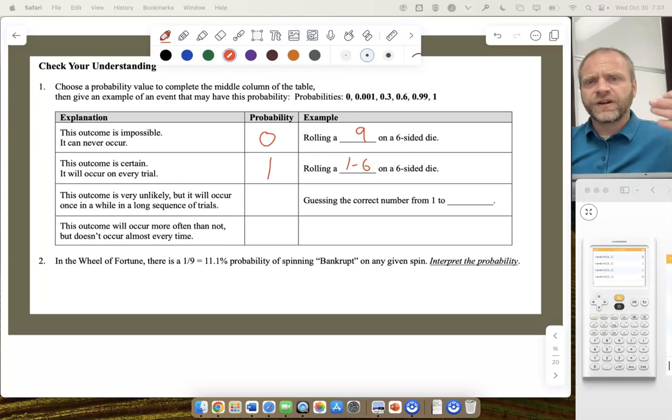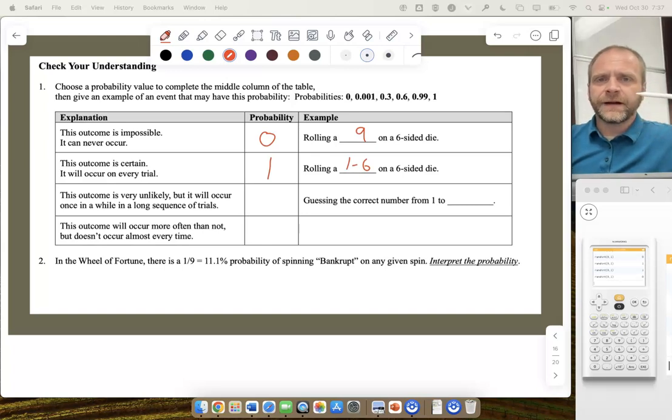And so really this is what we're trying to do: figure out different ways to represent scenarios. The next one says this outcome is very unlikely, but it will occur once in a while in a long sequence of trials. So unlikely, but it will occur once in a while if I do it many, many times. And so we think about this.